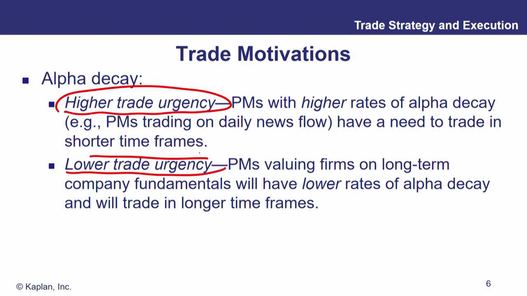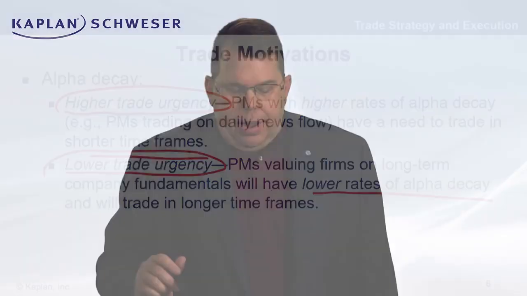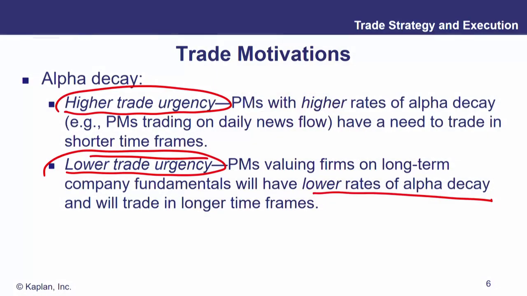Now, there could be lower trade urgency. So maybe like myself, I valued firms on long-term fundamentals. I had lower rates of alpha decay. I didn't need the trade to be placed immediately. I want the trade to be placed at the price that I want, and I can wait around for it. I don't need it immediately. So we have a short time frame with higher trade urgency, and we have a longer time frame. Now, I'm not saying 5 years from now, but I might be saying, hey, go ahead and execute it over the next week at this price, or maybe the next day, but I don't need it done immediately.